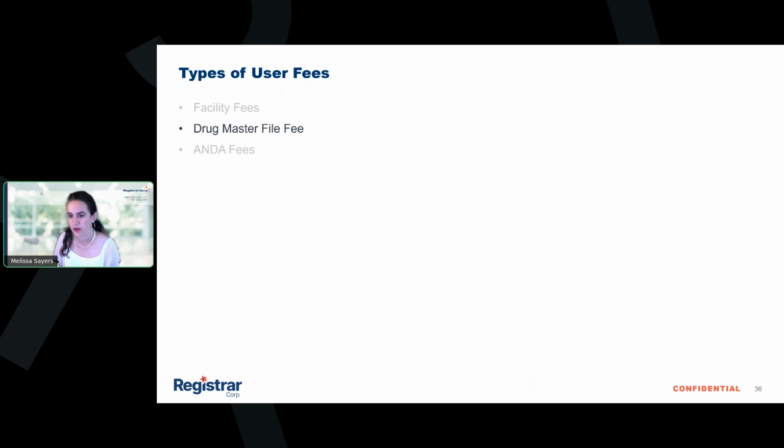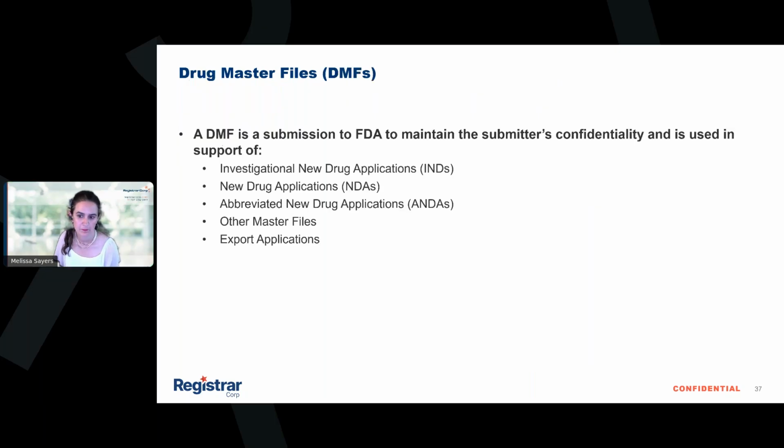Holders of Type 2 Drug Master Files are also subject to a user fee when named in a generic drug application. Let's explore this user fee. Drug Master Files are used to provide confidential, detailed information about facilities, processes, or articles used in the manufacturing, processing, packaging, and storing of human drugs.